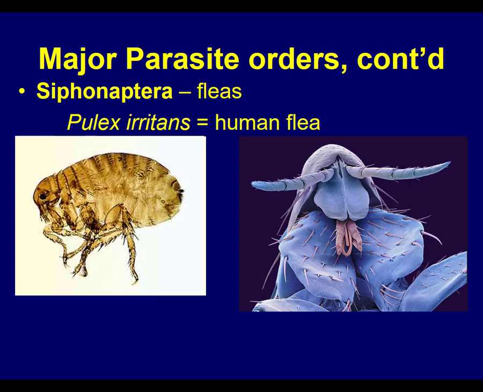These are most closely related to the true flies. They've lost their wings completely. If you'll notice all these spikes, these hairs on their bodies, that helps them lodge into hair really well. There are many, many species of fleas, and they parasitize a whole lot of different animals on this planet.